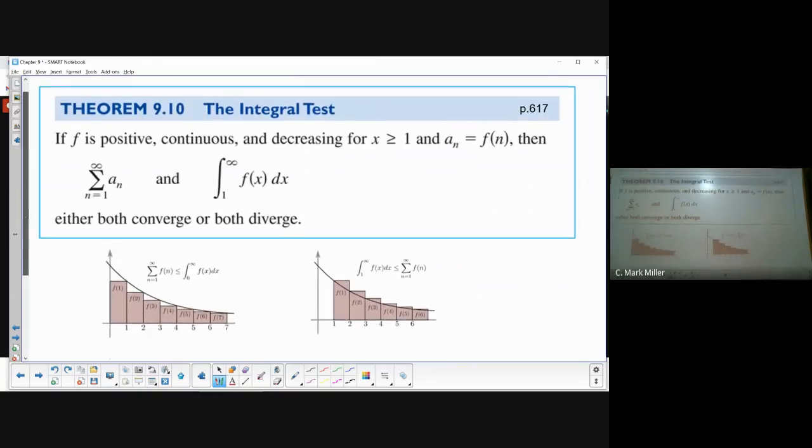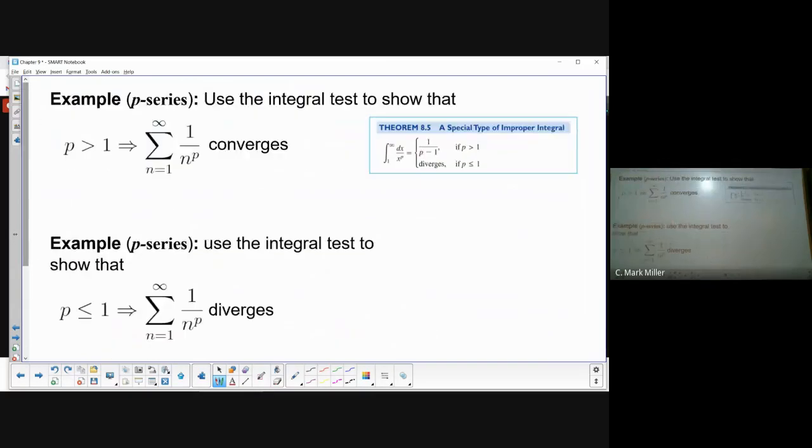I haven't talked about a P-series yet. This is the integral test. But we're going to use it to get something called a P-series. Remember we had the P integrals? That was at the end of chapter 8.